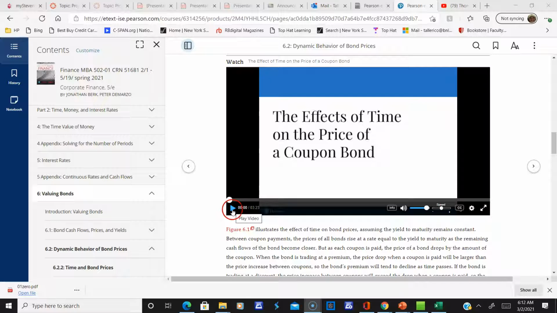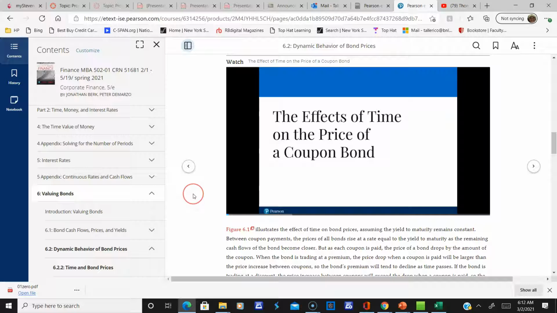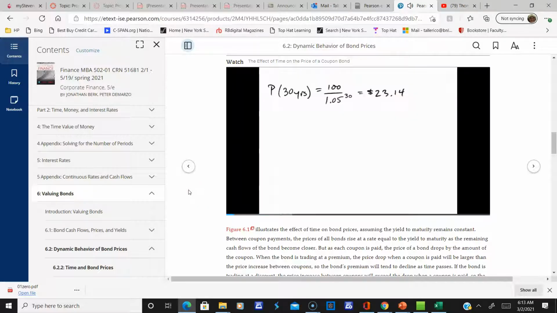This is a little complicated pricing configuration. The effective time on the price of a bond. So you purchase a 30-year zero-coupon bond with a yield to maturity of 5%. So for each $100 in face value, what's the initial price of the bond? What did you actually pay for the bond?